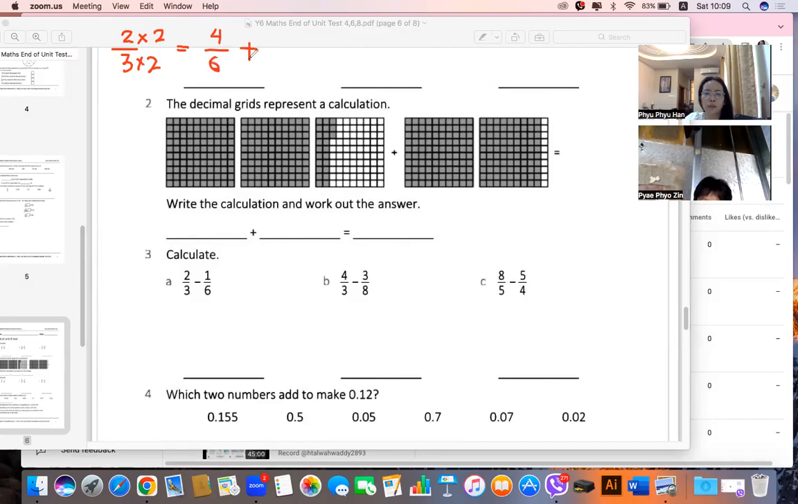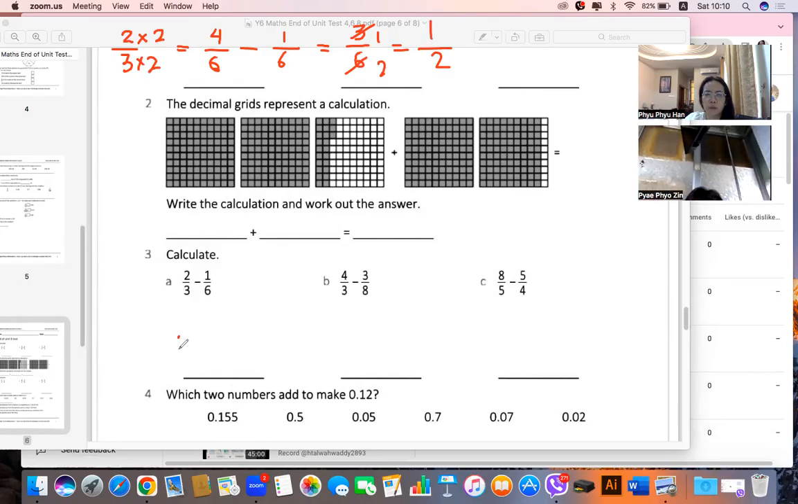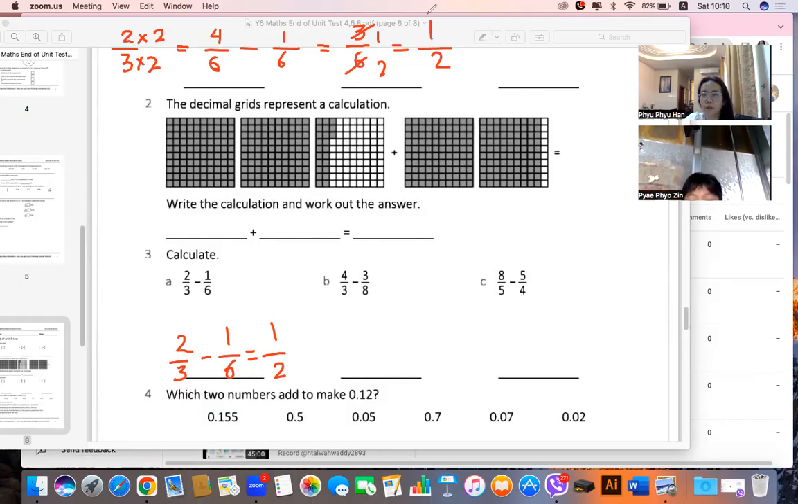So you minus 1/6. What do we get? 3/6. In simplest form, 3 divided by 3 is 1, and 6 divided by 3 is 2, so 1/2. So 2/3 minus 1/6, our answer is 1/2. Even though your question didn't ask, you just change it into its simplest form. Now you do numbers B and C.